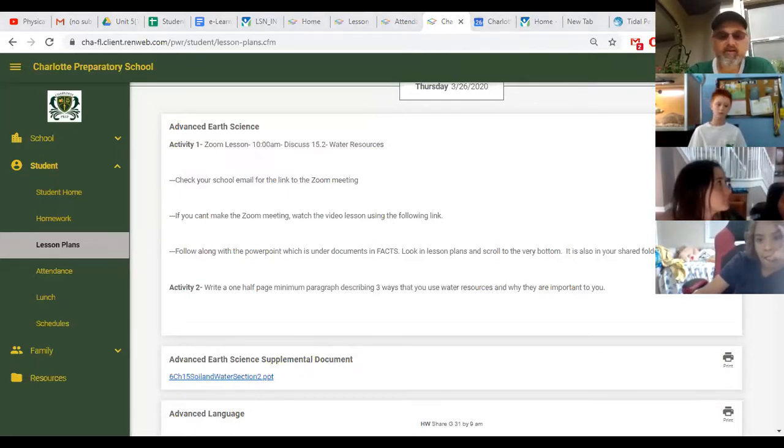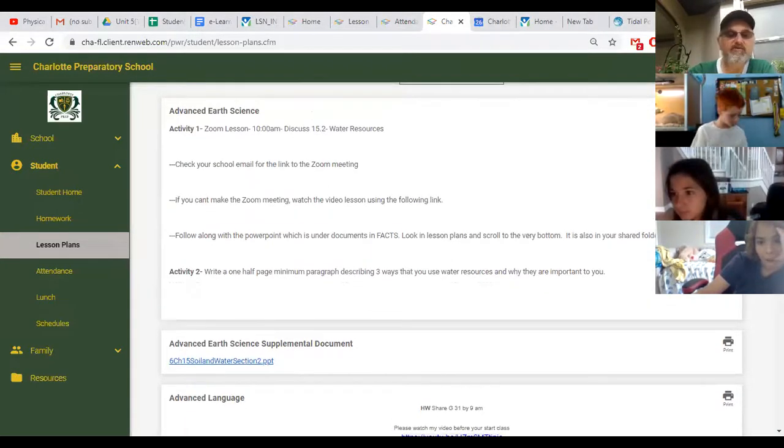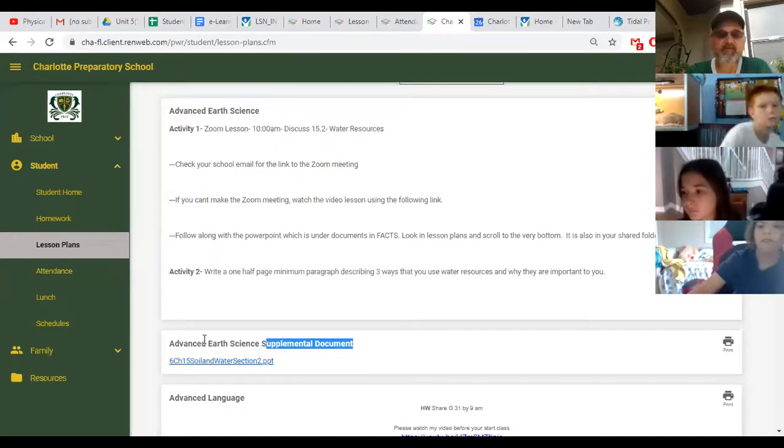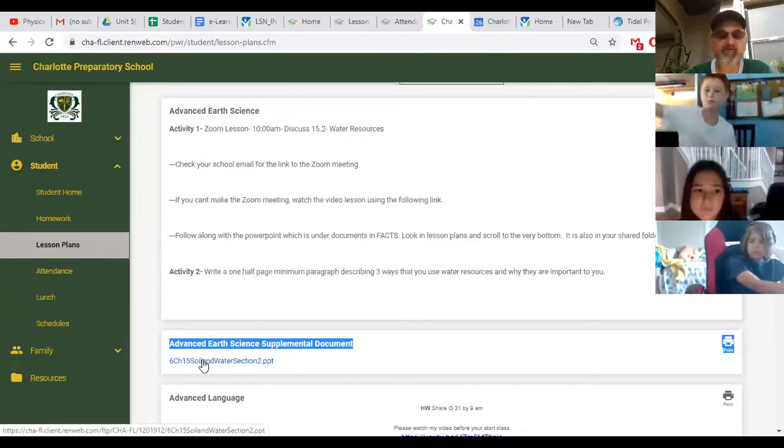But one thing that you might have trouble finding are the documents. Some of you have said that you have trouble finding documents. So after my lesson plan, at the bottom, there's a supplemental document down here, okay? And this is the PowerPoint that we're gonna see today. If you wanna follow along with it, you can. If not, you know where to find it.